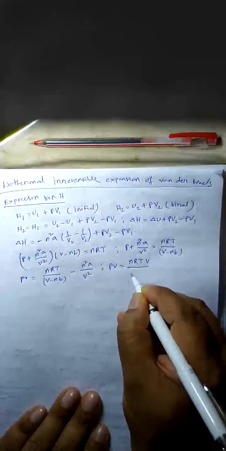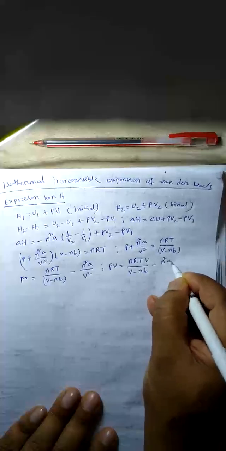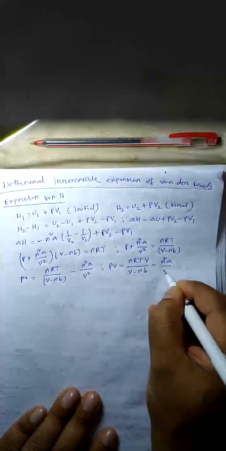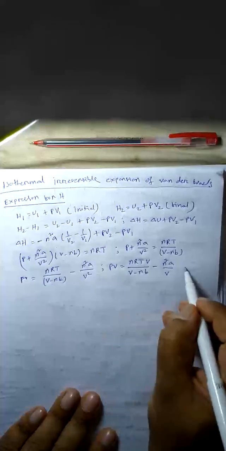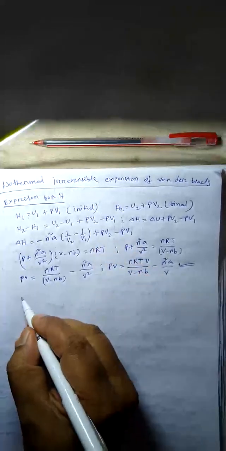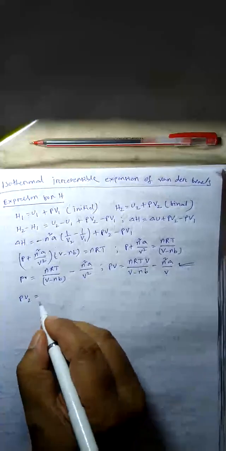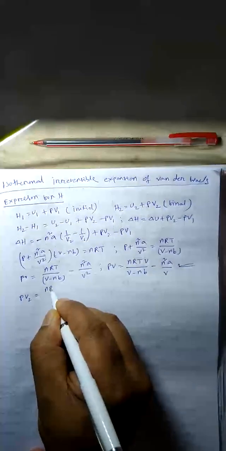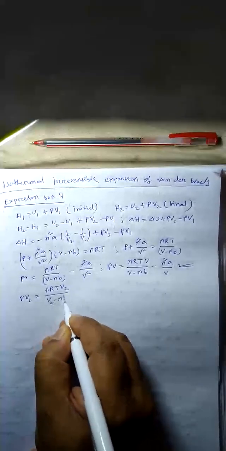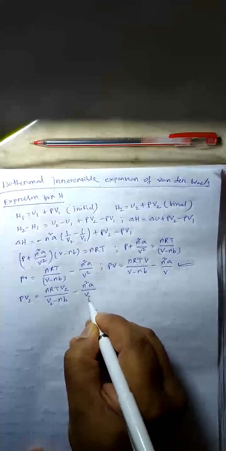We get nRTV divided by V minus nb, minus n squared a into V. V multiplied by 1 by V cancels, then n squared a by V. This is equal to PV. Then we want PV2 and PV1. What is PV2? In place of V we write V2. PV2 is equal to nRT V2 divided by V2 minus nb, minus n squared a divided by V2.